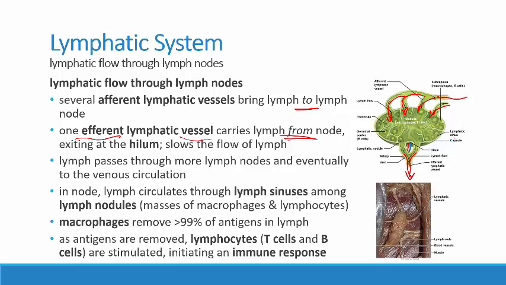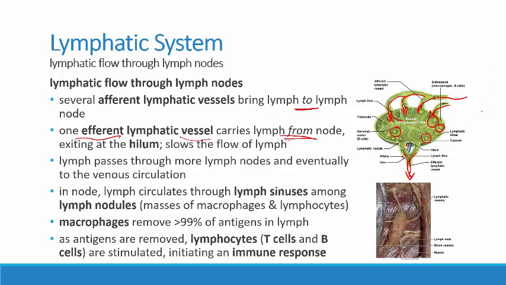This is the same thing that happens when there's a whole bunch of roads bringing cars toward downtown, but only one road that will carry cars away from downtown. It creates lots and lots of congestion that slows the flow of lymph, which is great because we want that in a lymph node, because within the lymph node we have lymph sinuses. These are areas where it's easier for the lymph to flow, but amongst the sinuses we have clusters of lymphatic tissue called lymph nodules.